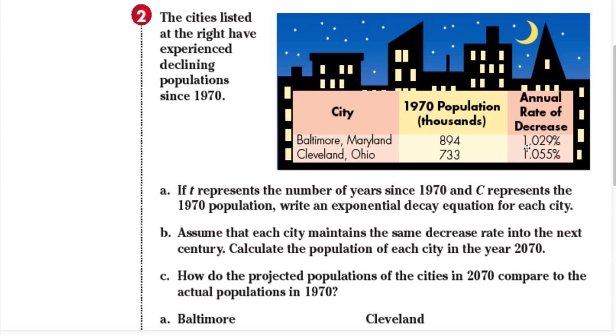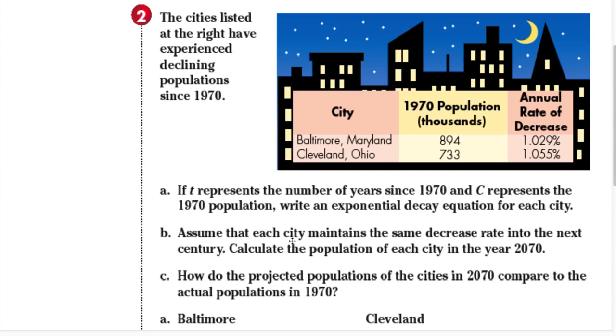Annual rate of decrease is 1.029%. And in Cleveland, 1970 population 733,000, and annual rate of decrease is 1.055%. So people are leaving both cities. Okay, so if T represents the number of years since 1970 and C represents the 1970 population, write an exponential decay equation for each city. So we will do that.